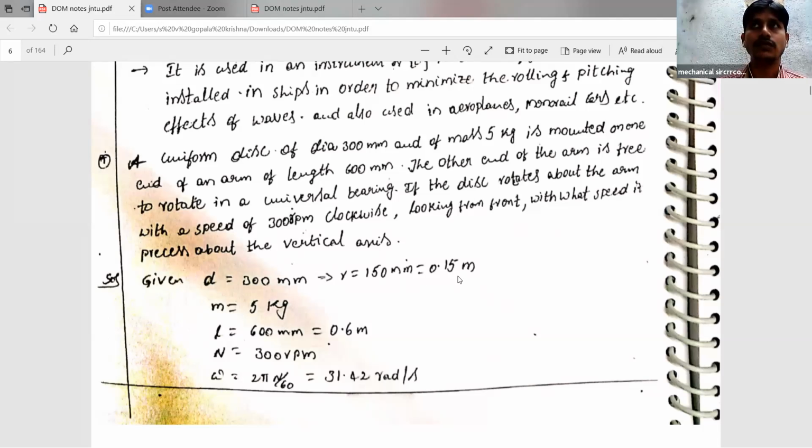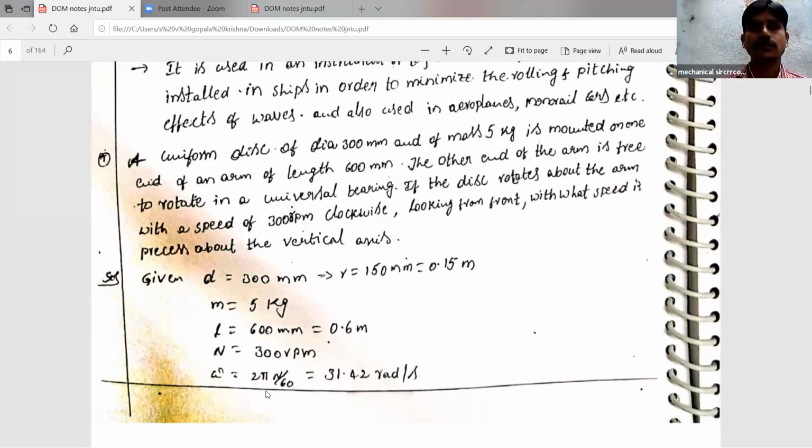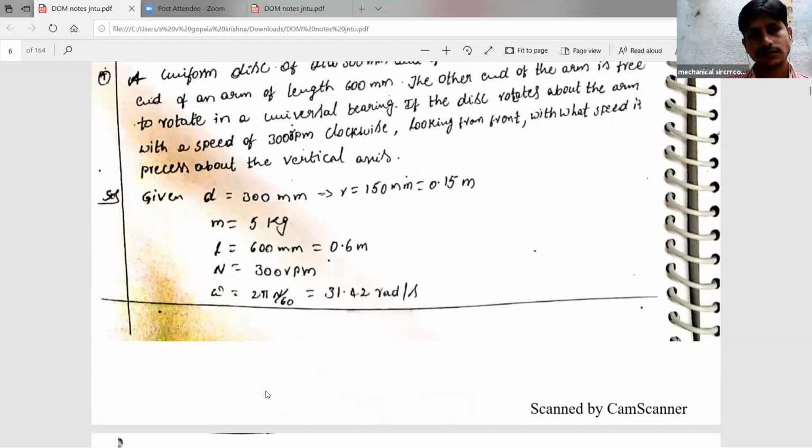That equals, when we convert to meters, 0.15 meter. Mass is 5 kg, length of the arm is 0.6 meters, and speed is 300 rpm. And omega, when we get the speed value, to find omega is 2 pi N by 60. So from that, 31.42 radian per second.